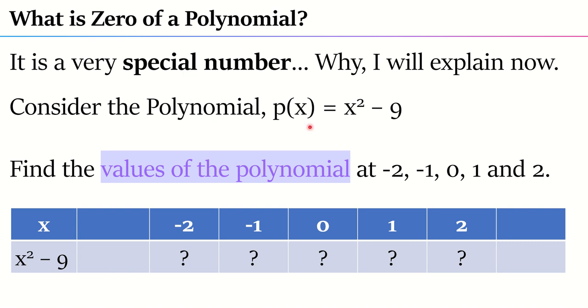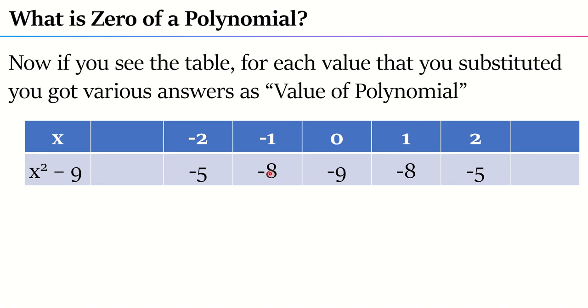But now let us consider the example of a polynomial p of x is equal to x squared minus 1. Try to find out the value of this polynomial, which we discussed in the previous video, by substituting the value of x as minus 2, minus 1, 0, 1 and 2. You can just tabulate it and these are the values.